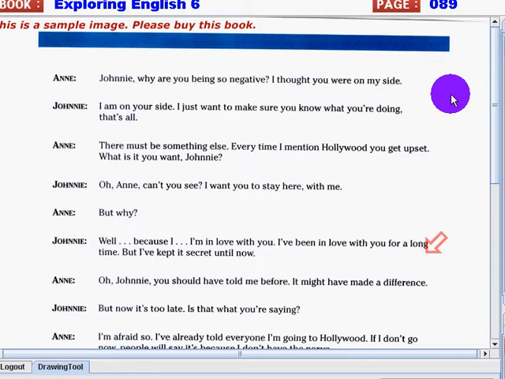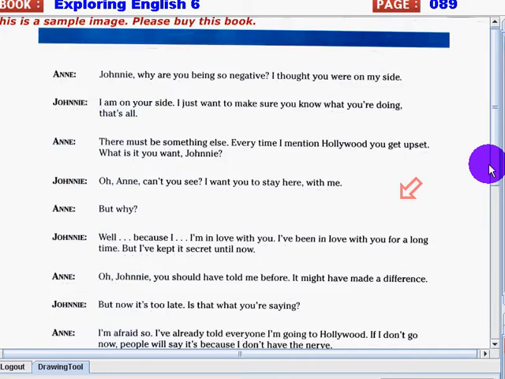Johnny, why are you being so negative? I thought you were on my side. I am on your side. I just want to make sure you know what you're doing. That's all. There must be something else. Every time I mention Hollywood, you get upset. What is it you want, Johnny? Oh, Anne, can't you see? I want you to stay here with me. But why? Well, because I'm in love with you. I've been in love with you for a long time. But I've kept it a secret until now. Oh, Johnny, you should have told me before. It might have made a difference. But now it's too late.